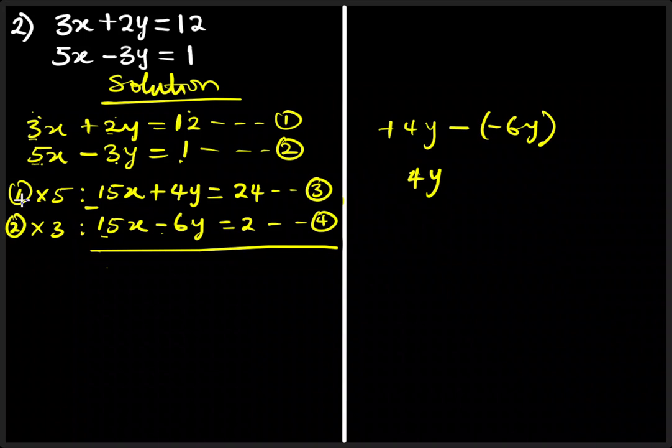Equation 1 was multiplied by 5. I was multiplying by 2, but equation 1 was multiplied by 5. So that should give us something different. Okay, so let's see. 5 times 2 here will give us 10y. Sorry for that mistake. 5 times 2 will give us 10y, and then 5 times 12 will give us 60.